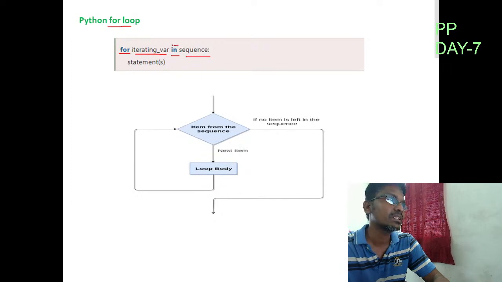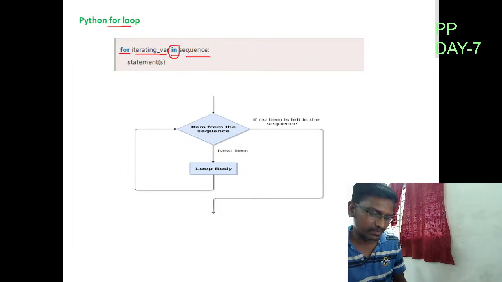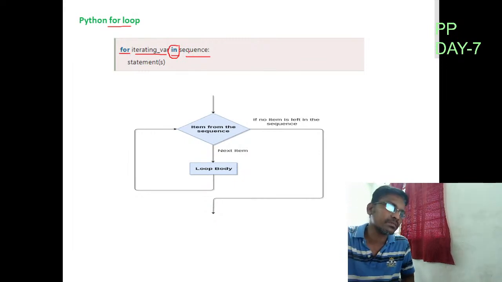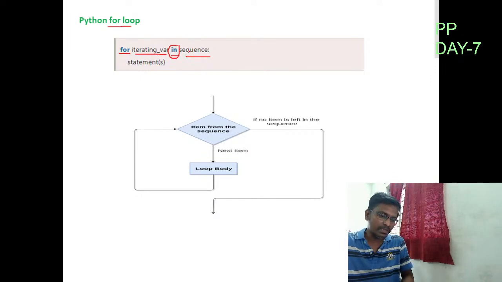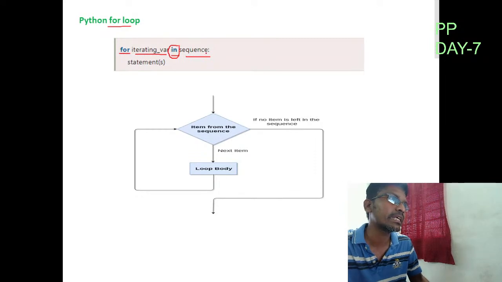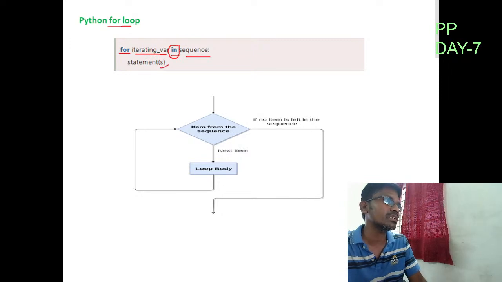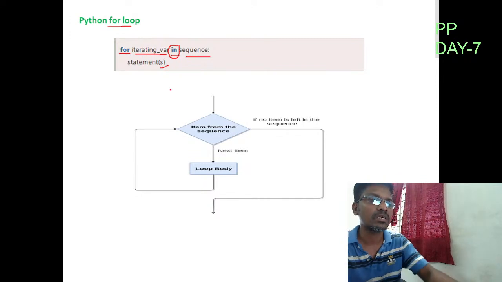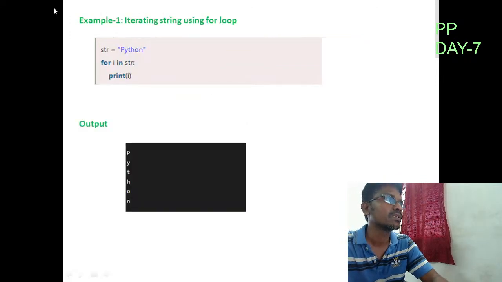So here, in is a membership operator. It checks whether the iterating variable is in the given list or not. If it is yes, then it will repetitively execute the statements. Otherwise, it will terminate the loop. So this is an example.